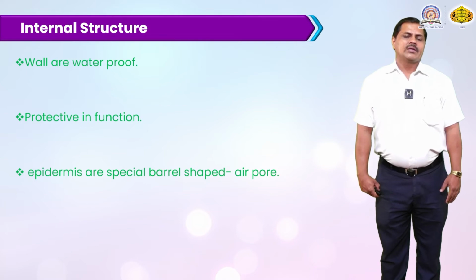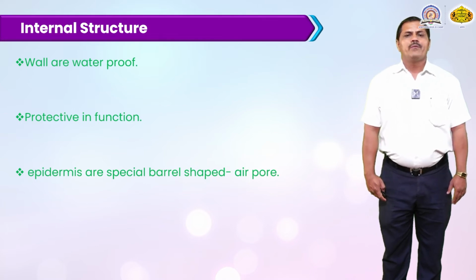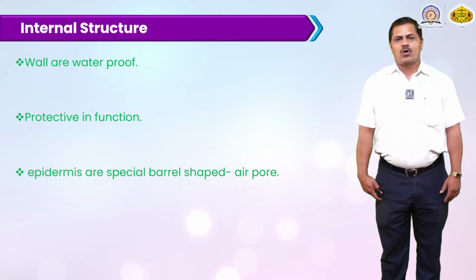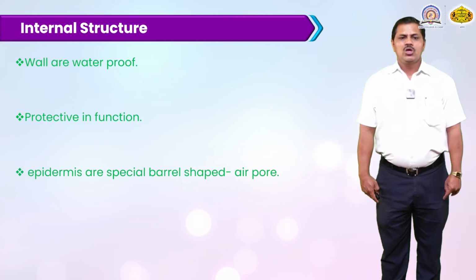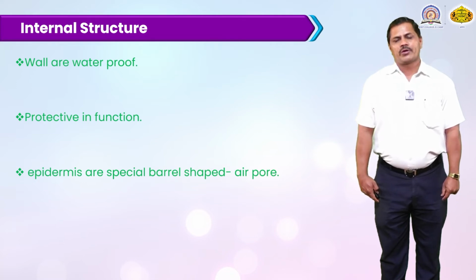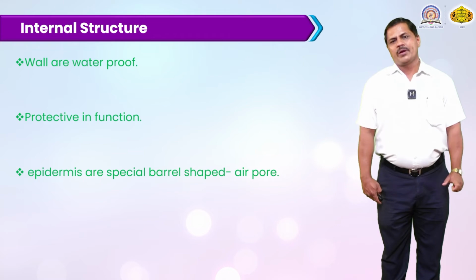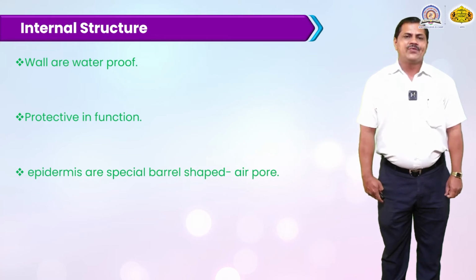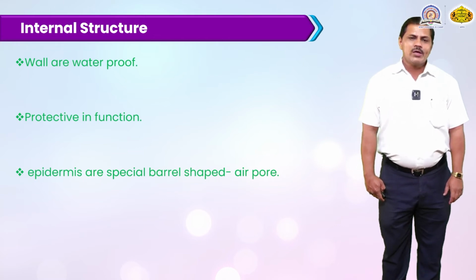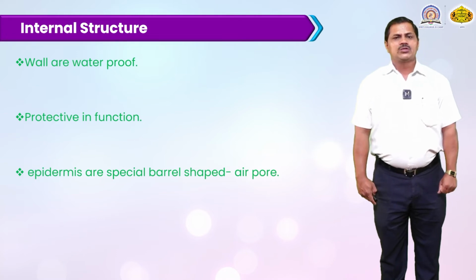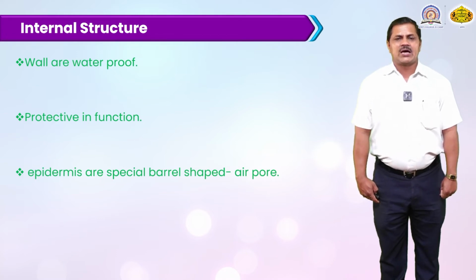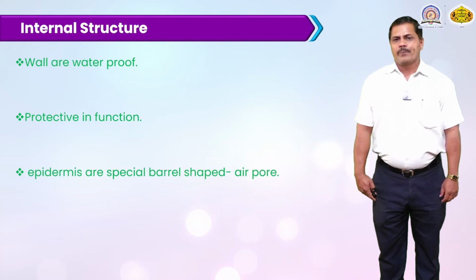The outer as well as the external wall is waterproof, unaffected by water. Hence it is called waterproof in structure, and protective in function, developing on the uppermost layer of this Marchantia species. The epidermis has a special barrel-shaped structure called the air pore. This barrel-like structure develops from the upper epidermal cells, and it has empty space for water molecules, and air spaces or air chambers are also present.